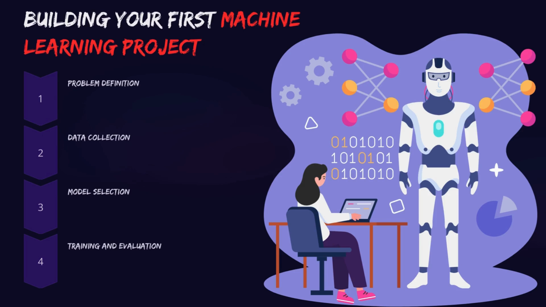Problem definition. Clearly define the problem you want to solve with machine learning. Data collection. Gather and pre-process relevant data for your model. Model selection. Choose an appropriate algorithm based on your problem and data. Training and evaluation. Train your model and assess its performance using appropriate metrics.